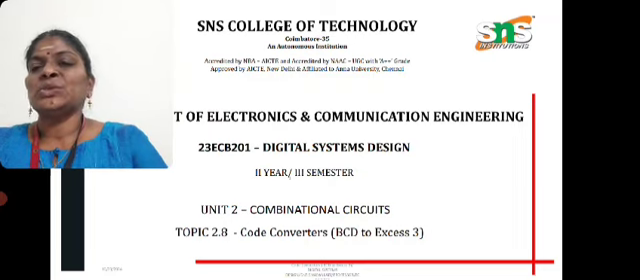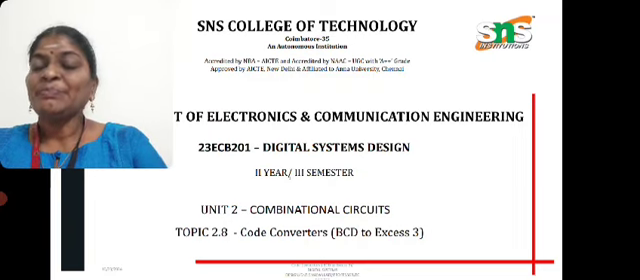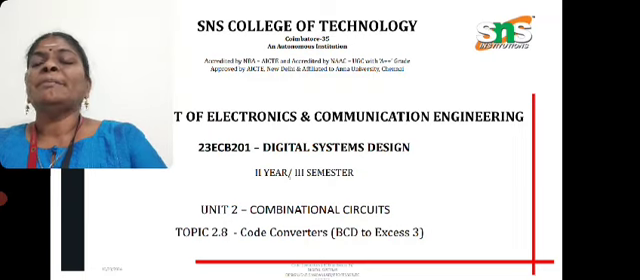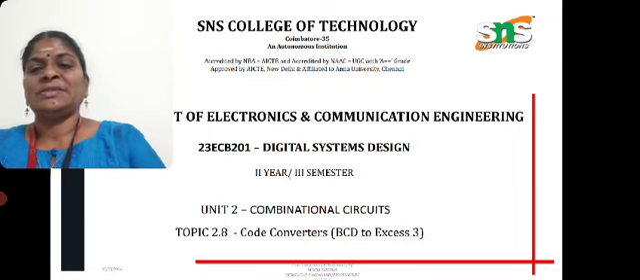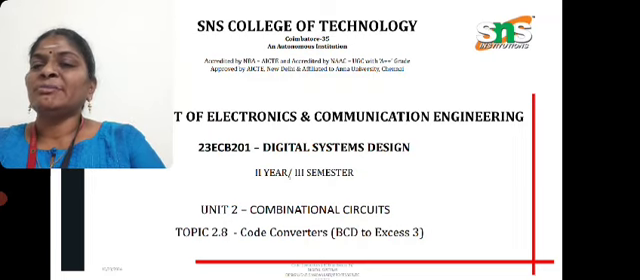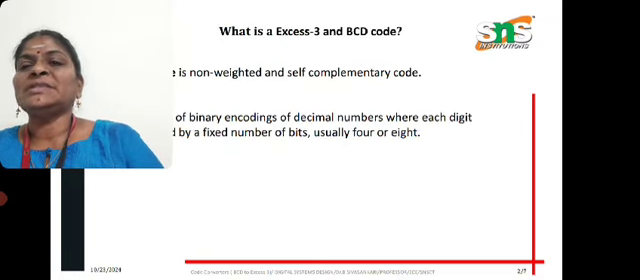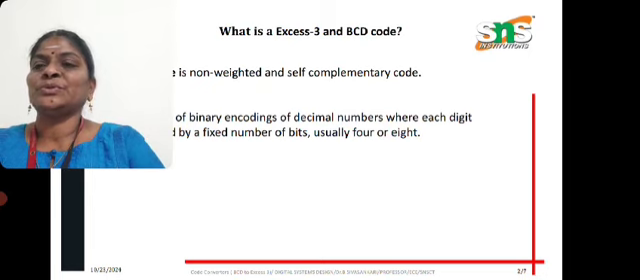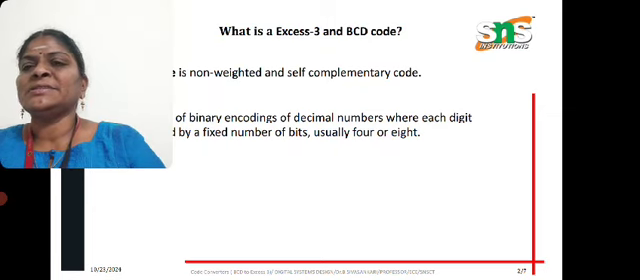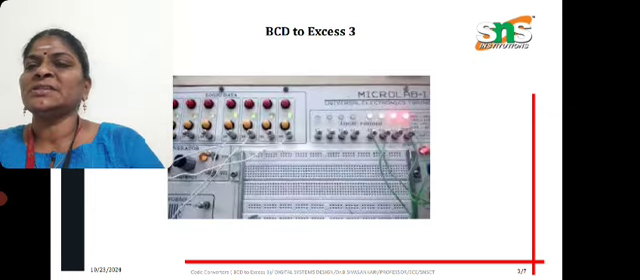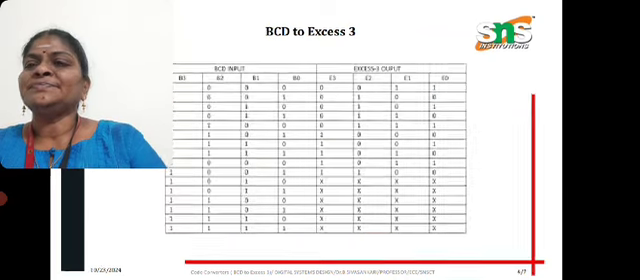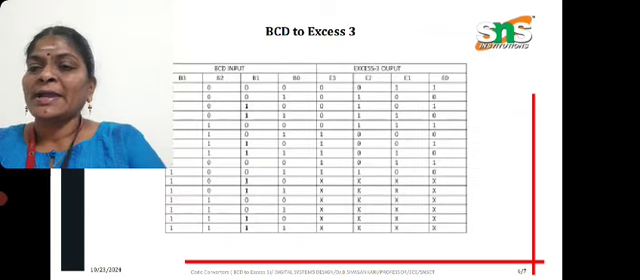In the previous session we discussed the code converters, binary to gray and gray to binary. Now we are going to discuss BCD to XS3 and XS3 to BCD. The difference between binary and BCD is that binary represents decimal numbers from 0 to 15, and in BCD we represent from 0 to 9.